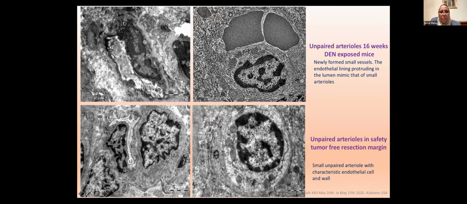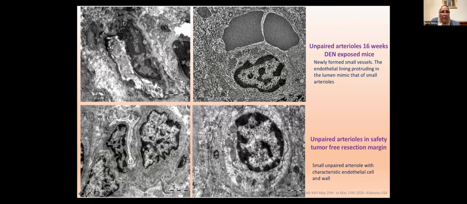The third proposed criterion for pre-malignant diagnosis is the presence of unpaired arteriole. This is an unpaired arteriole in a 16-week TAA-exposed mouse, a newly formed small vessel; the endothelial lining protruding into the lumen mimics that of small arterioles. This is the wall, and here is elastic tissue.